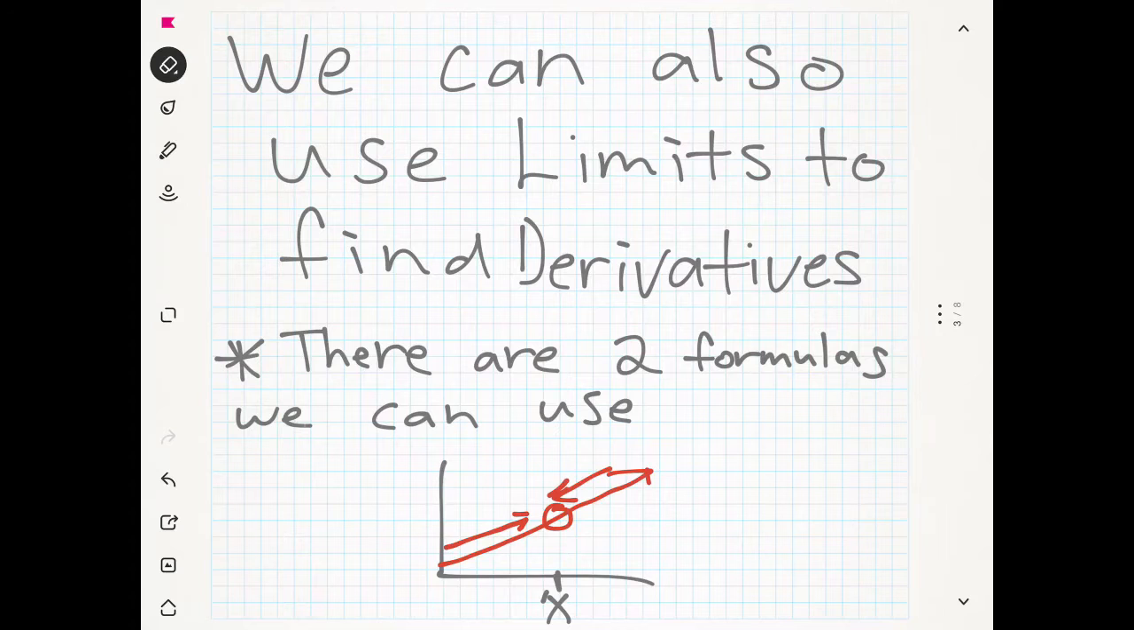If it does not make a lot of sense, please check out my website. I do explain it in full detail. But again, the sake of this video is just to talk about limits in relation to derivatives, right? So we can also use limits to find derivatives. And I mentioned this in my first video about derivatives as well. And there are two main formulas we can use that will allow us to find the derivative using limits.